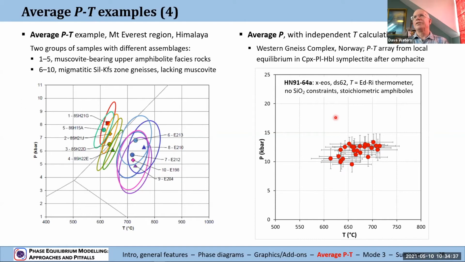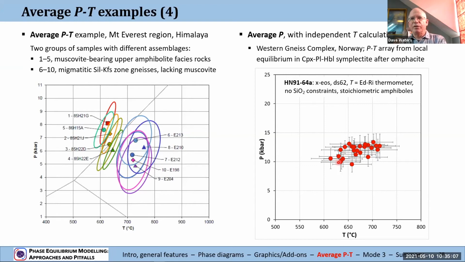plagioclase, amphibole symplectites, breakdown product after omphacite, and they make an array that we might want to interpret. And instead of regressing these for temperature as well, we're using an independent temperature estimate here, which is the hornblende-plagioclase thermometer of Holland and Blundy. And this is a procedure which is actually endorsed and approved by Powell and Holland as being something you might well want to do.